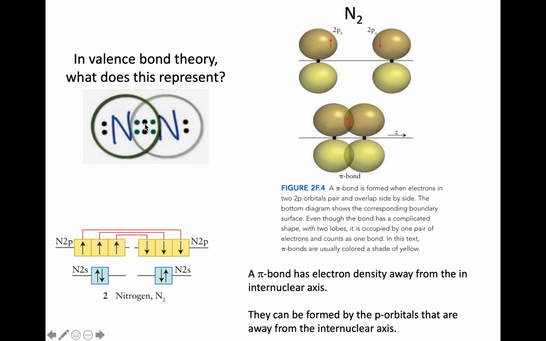I think I would have overlap of a p orbital with another p orbital to form a sigma bond, overlap of a p orbital with a p orbital that's off the axis to form a pi bond, overlap of a p orbital with a p orbital that's 90 degrees to that, off the axis, that would form a pi bond. And finally, I've got a lone pair of electrons that's not involved with the bonding.